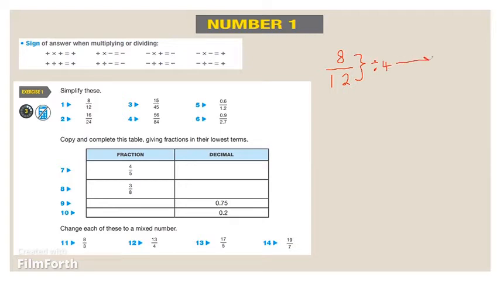When I divide like that, 8 divided by 4 is 2, then 12 divided by 4 is 3. So this is the simplest form. I cannot simplify further. Therefore, when I simplify 8 out of 12, I will get 2 out of 3, or 2 over 3, and that is the simplest form, right? So I will show another one. Just imagine if I take 56 out of 84.